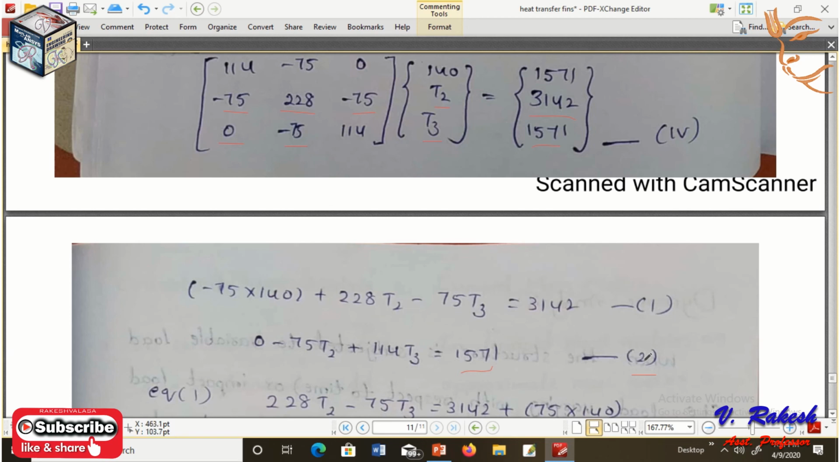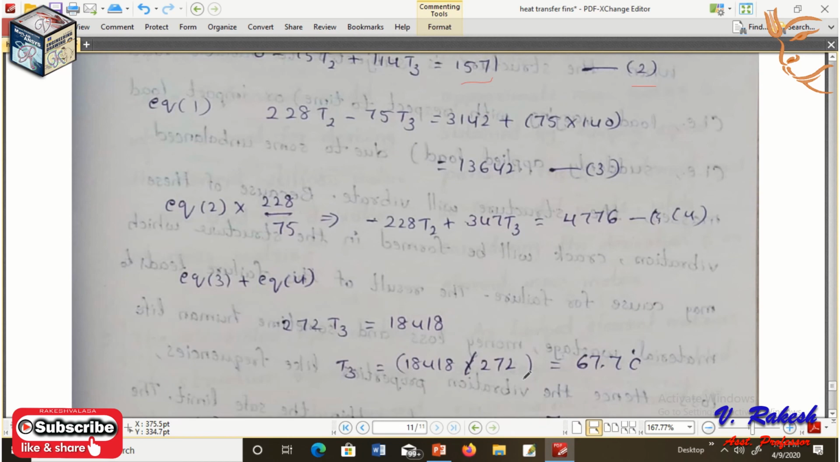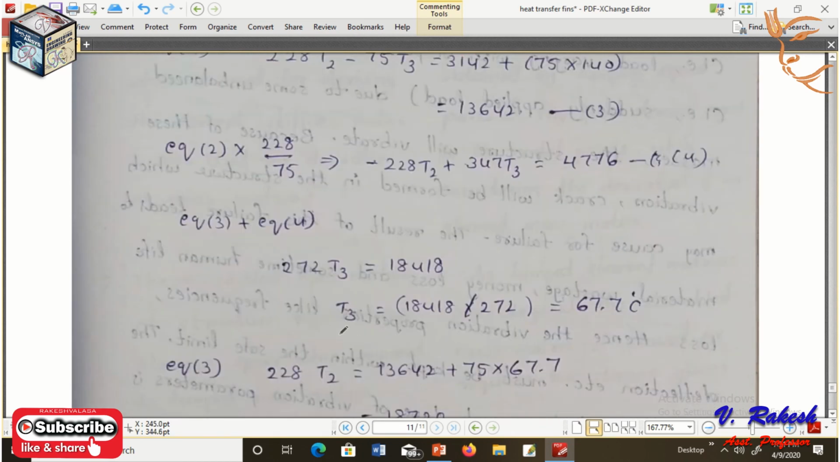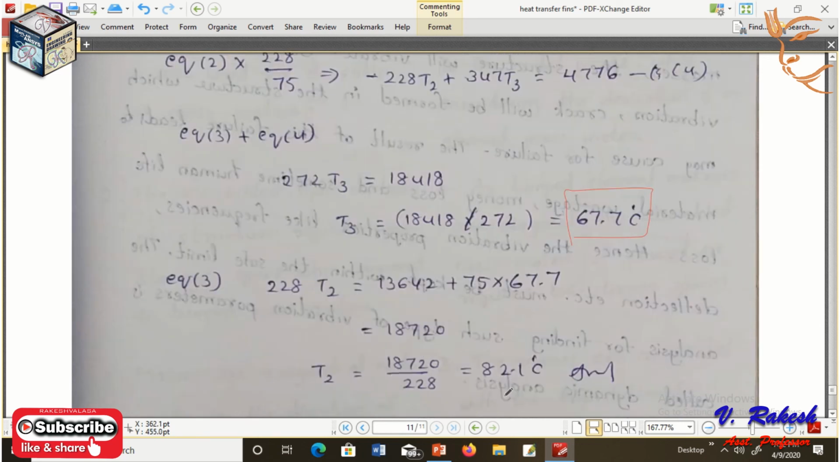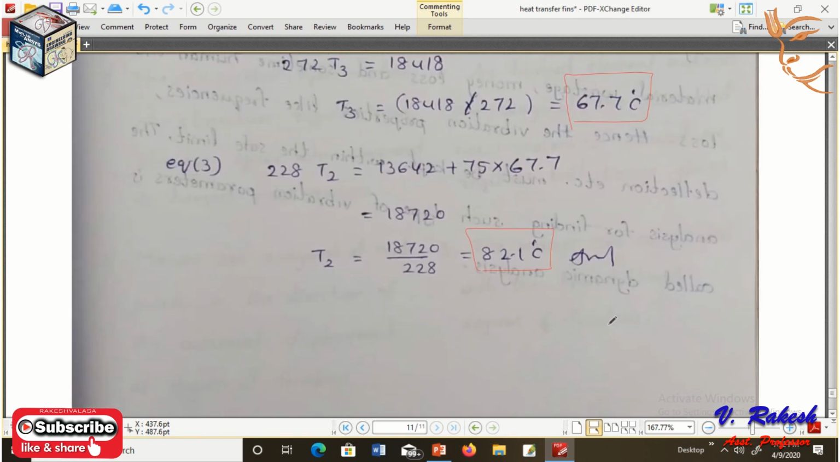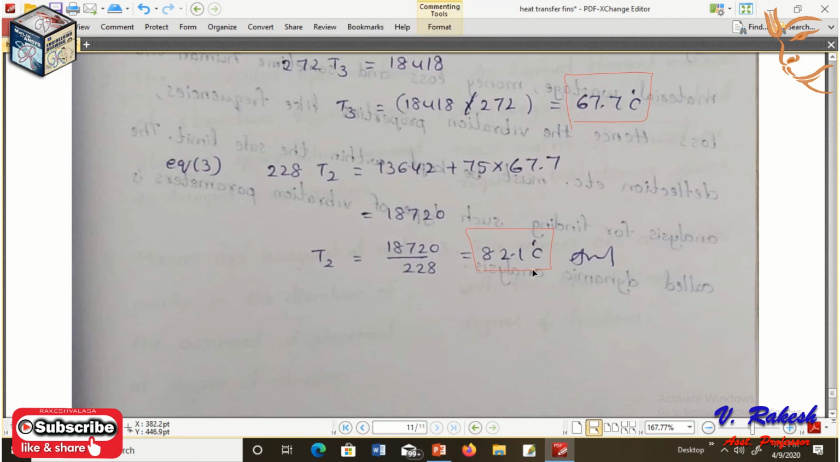Now evaluate these two equations by using a calculator. We get T3 equals 67.7 degrees centigrade, T2 equals 82.1 degrees centigrade. Temperature at node 2 is 82.1 degrees centigrade. Temperature at node 3, that is T3, equals 67.7 degrees centigrade.